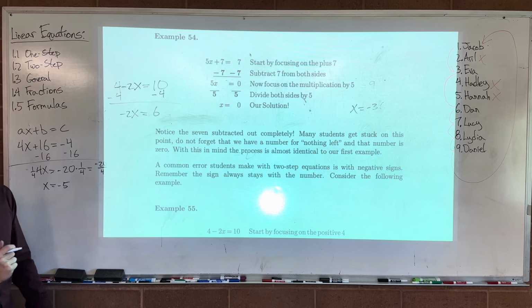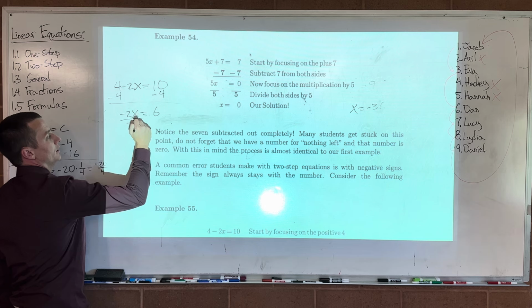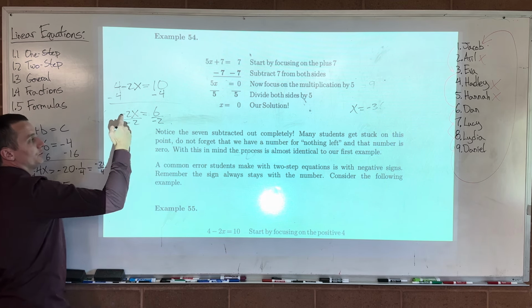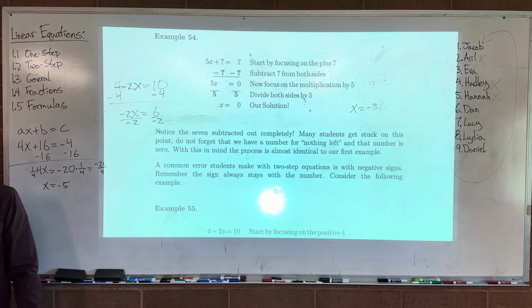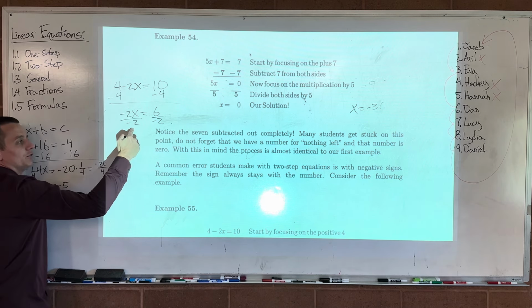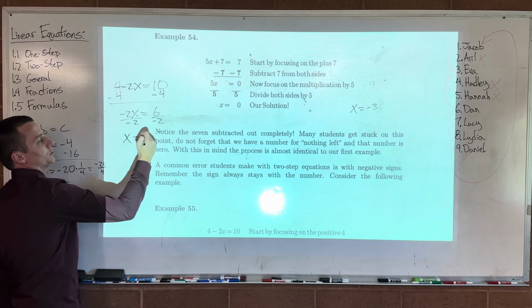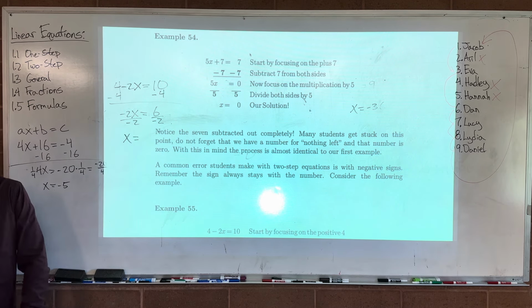Now what do we do? Now you're going to divide by negative 2. Whatever's right there, divide by it. Negative 2 over negative 2 is 1, and 1 times x is just x. Negative 2x over negative 2 is x, and that is equal to 6 divided by negative 2.